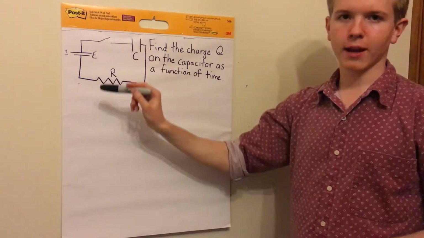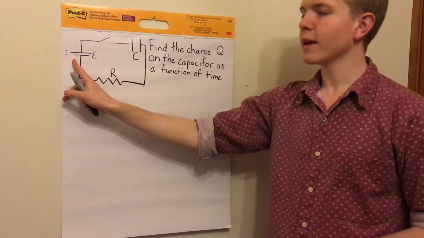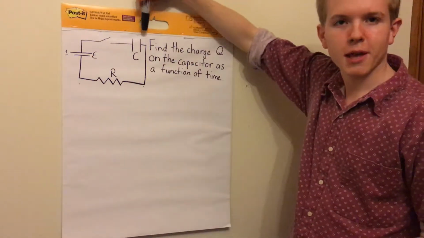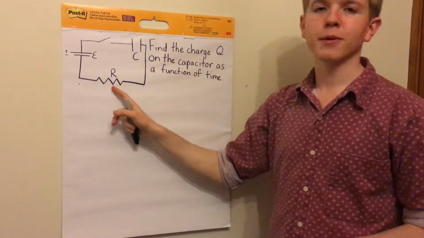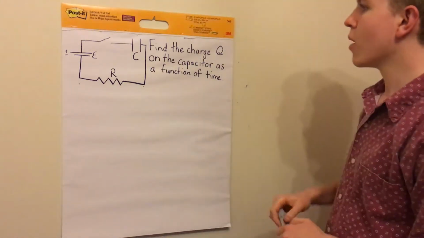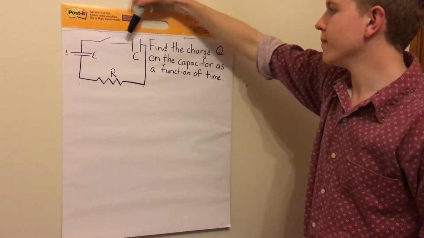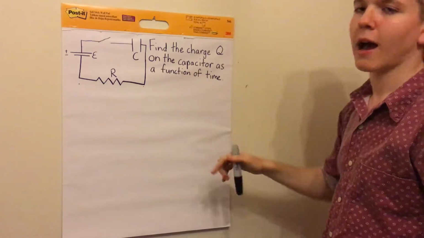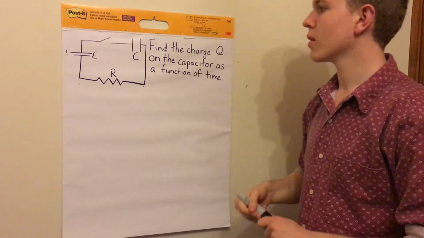So we're given this circuit here. It's got a battery with electromotive force E, a capacitor with capacitance C, and a resistor with resistance R. And the question is this: once we close the circuit, we need to find the charge Q on the capacitor as a function of time.